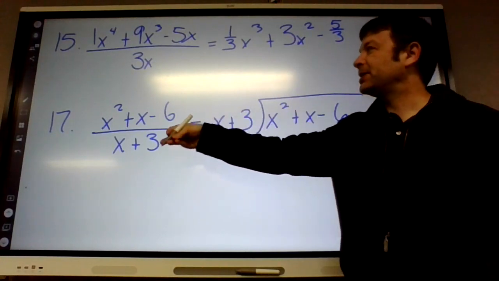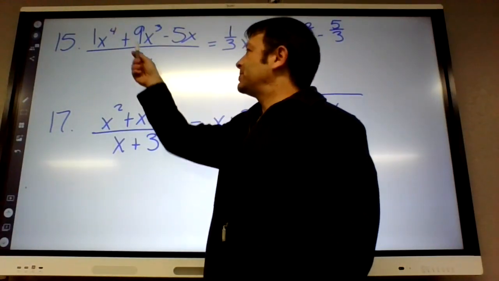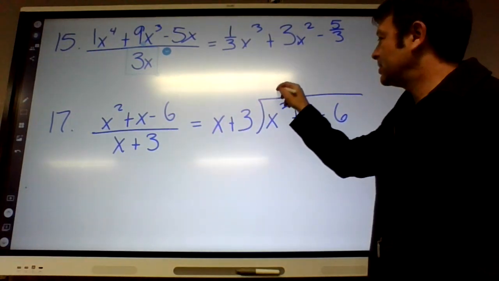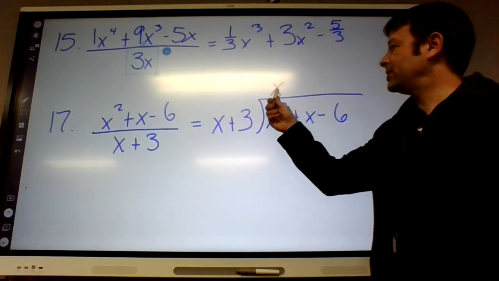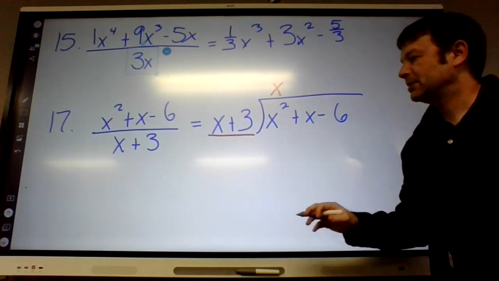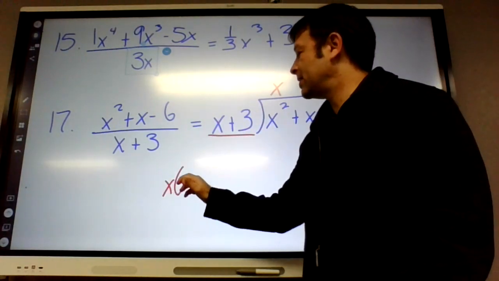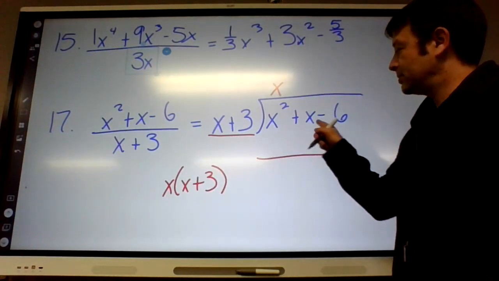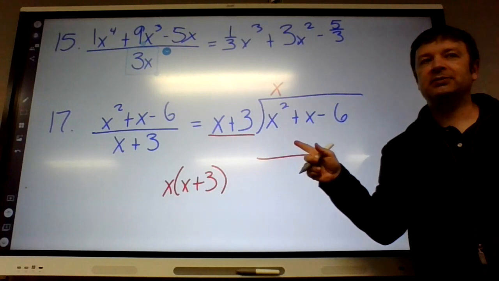No. Just like, remember how we were dividing up here? You just subtract. What's x squared divided by x? X. Okay, then we're going to take x times this, so it's like x times x plus 3. We're going to put it down here and subtract it.